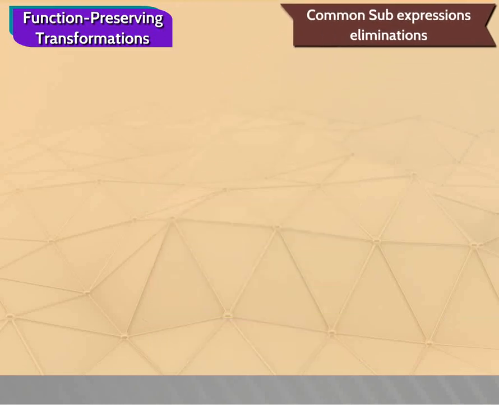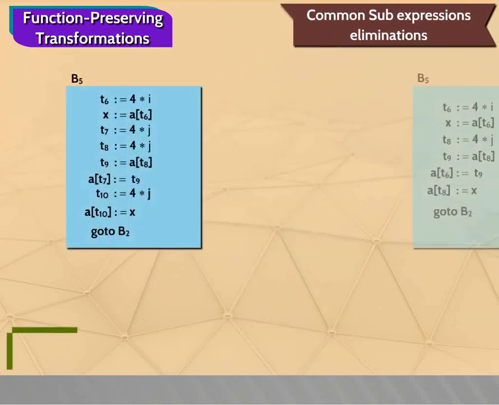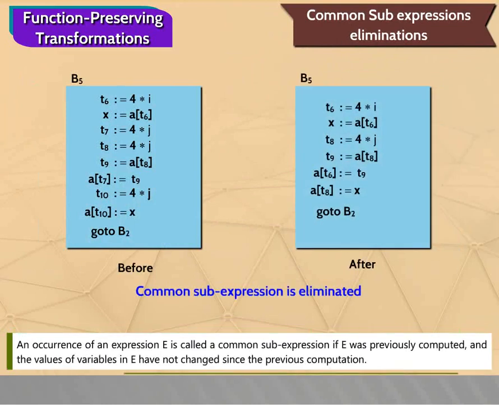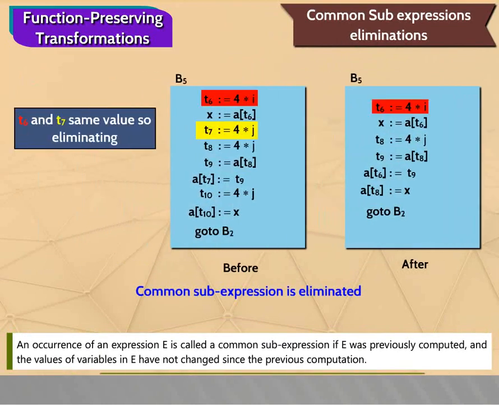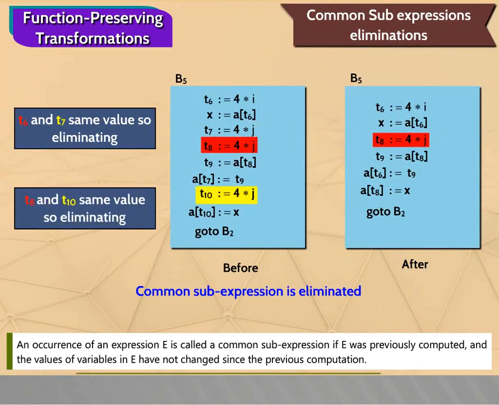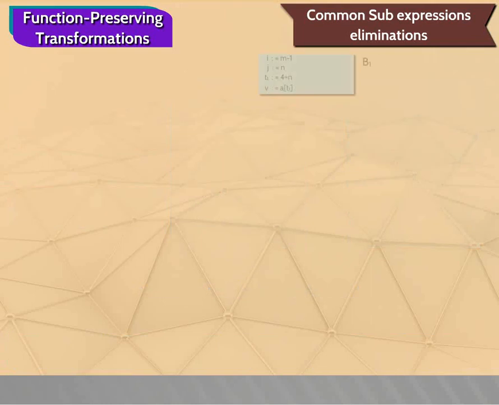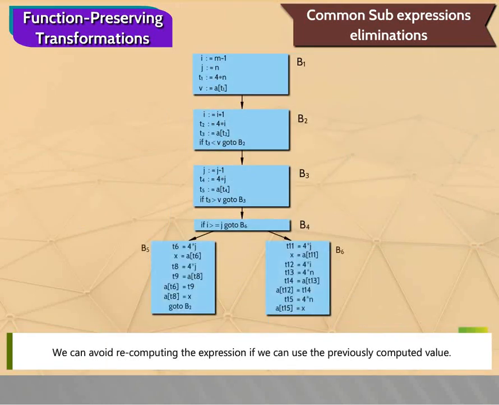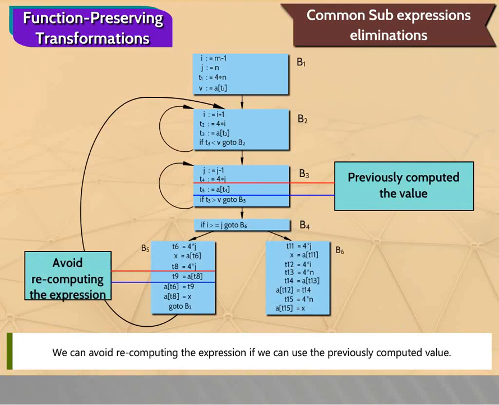Common sub-expression elimination. An occurrence of an expression E is called a common sub-expression if E was previously computed and the values of variables in E have not changed since the previous computation. We can avoid recomputing the expression if we can use the previously computed value.